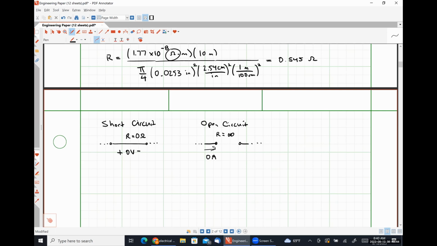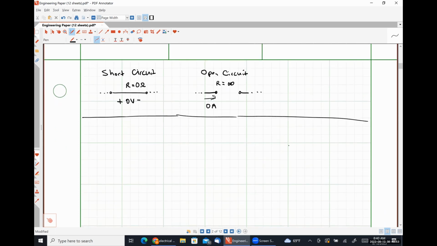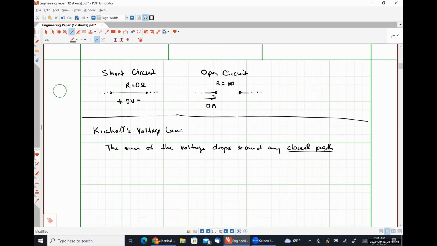All right, so the next one that I want to talk about is Kirchhoff's voltage law. So we touched on Kirchhoff's voltage law very briefly in our last class meeting. Does anybody remember what Kirchhoff's voltage law, or KVL, says? So the sum of the voltage drops around any closed path must equal 0. I'm going to underline closed path because we're going to talk about that here in a moment.